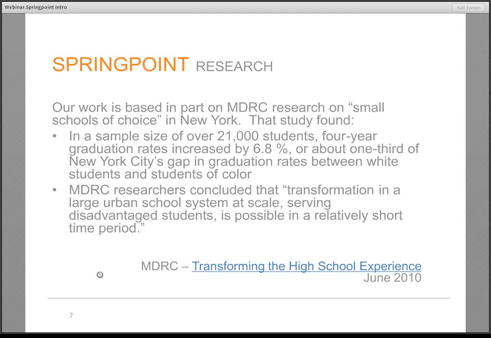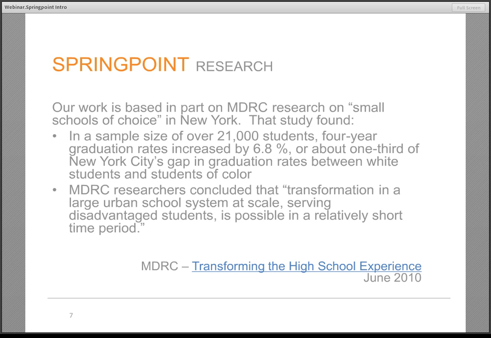And what we believe and what we do happily is derived in part from quite solid research. I want to share one study with you. The MDRC 2010 study on small schools of choice in New York City looked at a decade of reform where New York City closed large failing schools and opened new small schools in their stead. And looking at those schools, there were over 21,000 students in the sample.